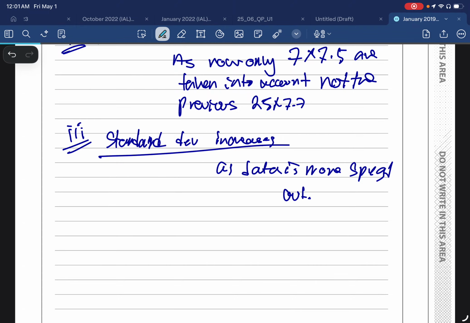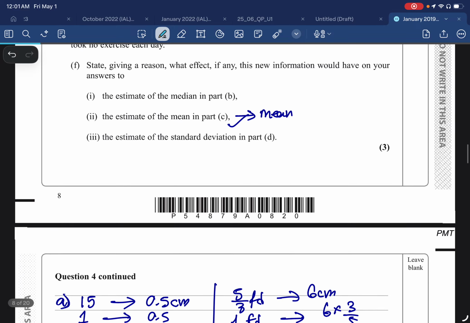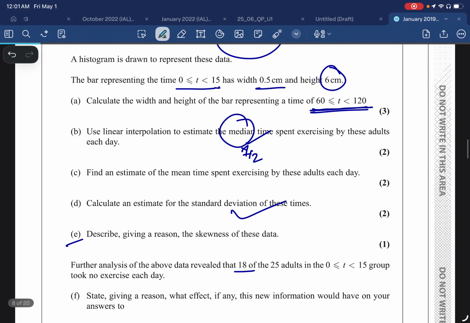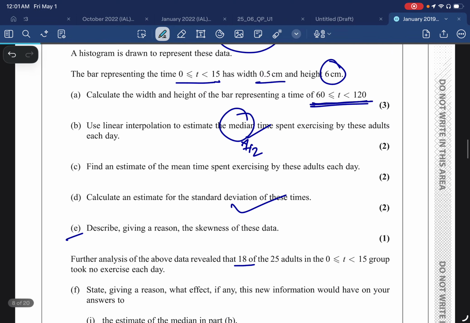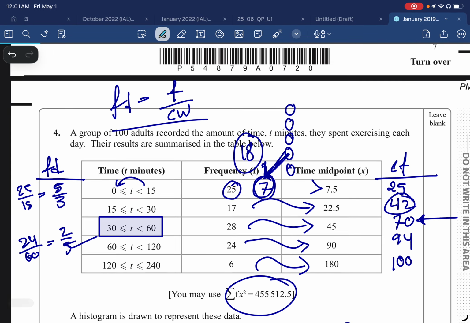Variance is how scattered something is. Standard deviation is how far it is. Again, it's kind of similar. Standard deviation is basically how spread out the data is, right? And yeah, so hopefully we got it right. Yeah, that concludes this question 4, which was about histograms, I believe. Histograms, yep.